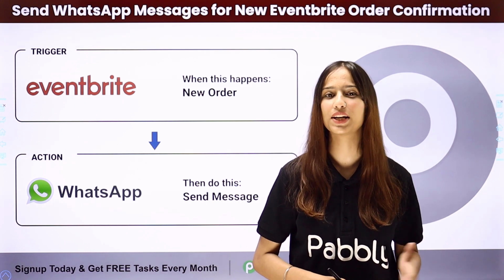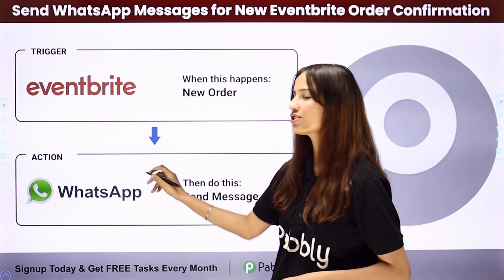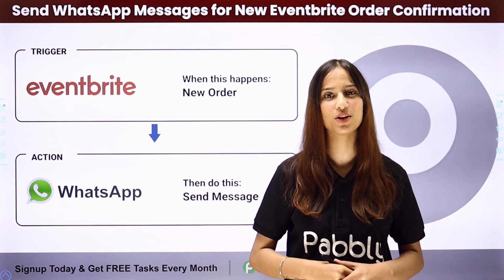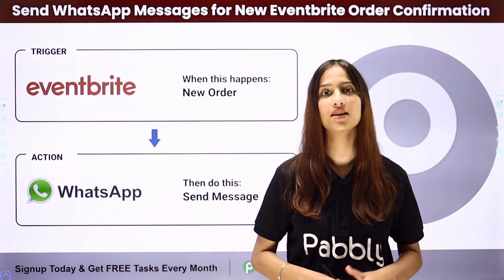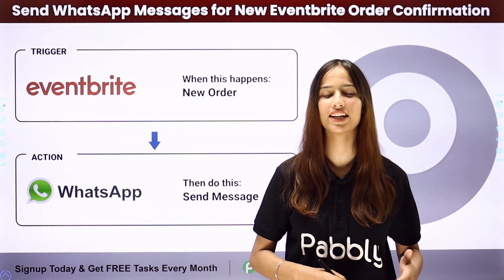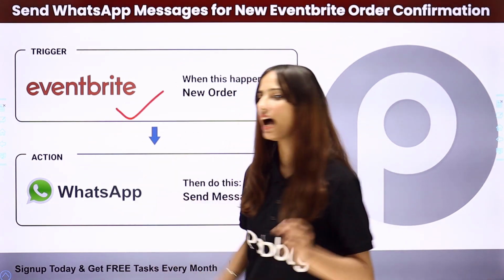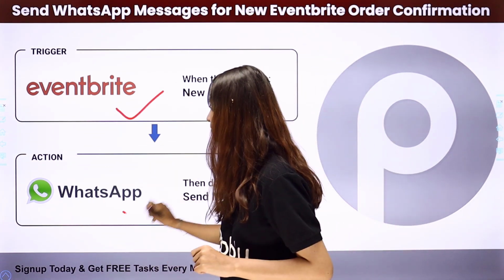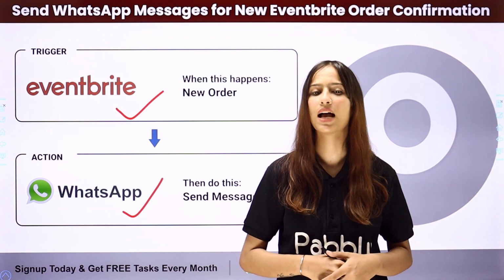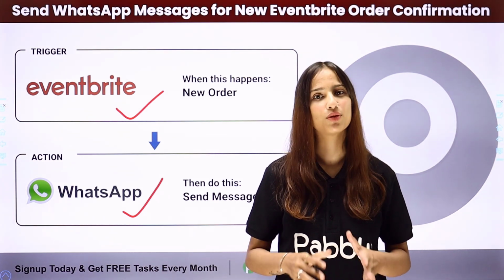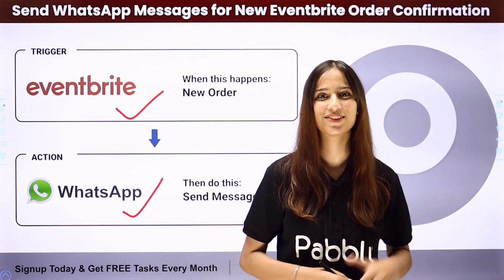So here to do this, I need to build a connection between these two applications, for which I am going to use this amazing automation software, that is Pabbly Connect. Pabbly Connect follows the concept of trigger and action. So here my trigger application will be Eventbrite and my action application will be WhatsApp. To send the WhatsApp message, I am using WhatsApp Cloud API. If you want to learn more about this, follow me through the screen.